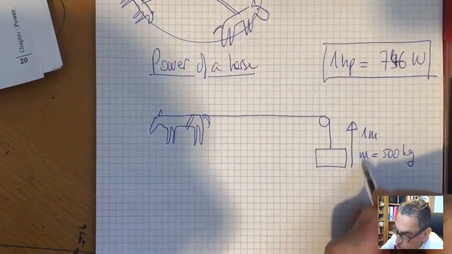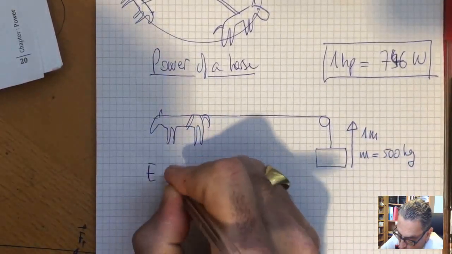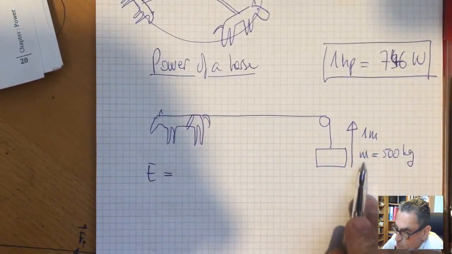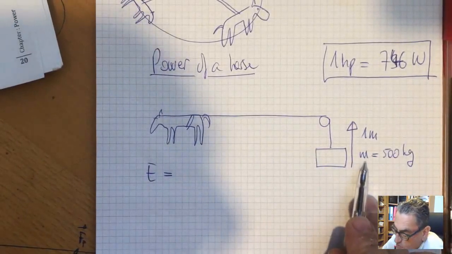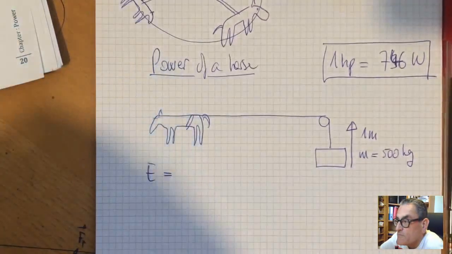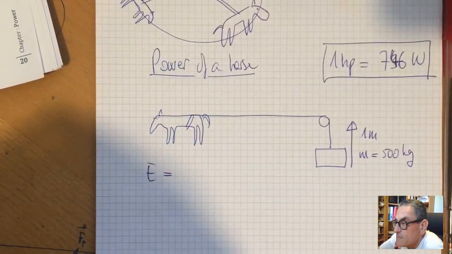What is the energy which is necessary to lift a mass of 500 kilos by 1 meter? How can we compute the energy? What do you think? You don't think?